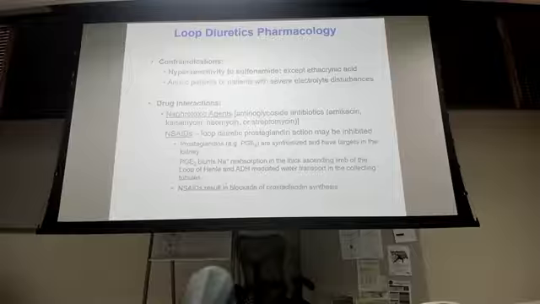So NSAIDs reduce the effectiveness because of those renal prostaglandins that we discussed. Same with the hydrochlorothiazides. They dilate the afferent arteriole. You can have reduced sodium reabsorption in the loop. The loops also counteract ADH-mediated water resorption.